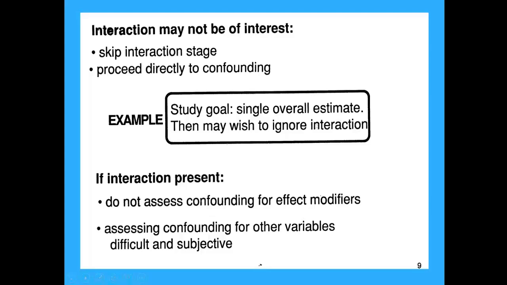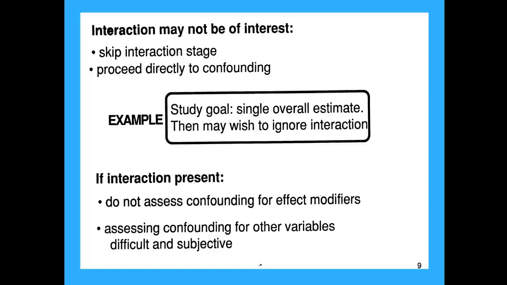You have to decide that. But if interaction is present, you don't want to assess confounding for effect modifiers. If gender is an effect modifier, you don't want to control for it and get an average over the male and female. That's what I'm sort of saying here.